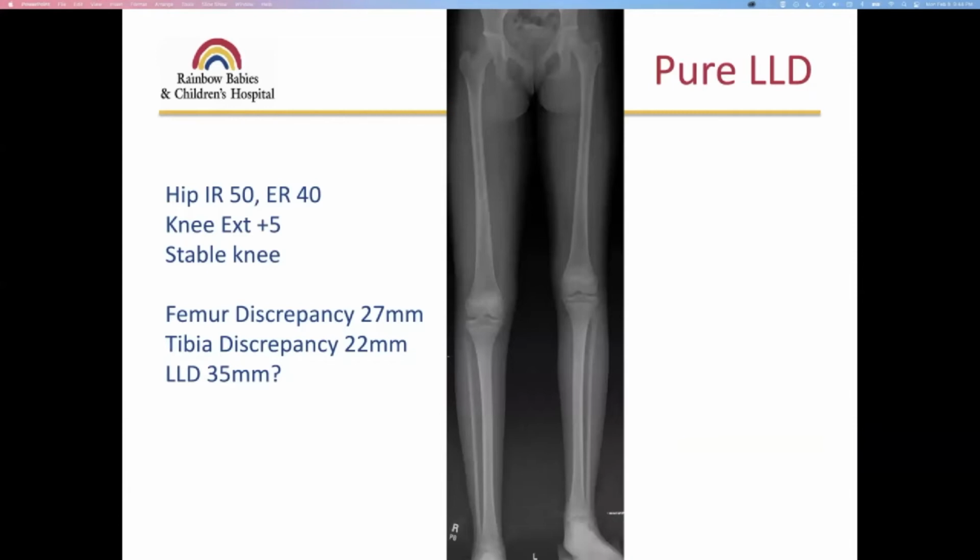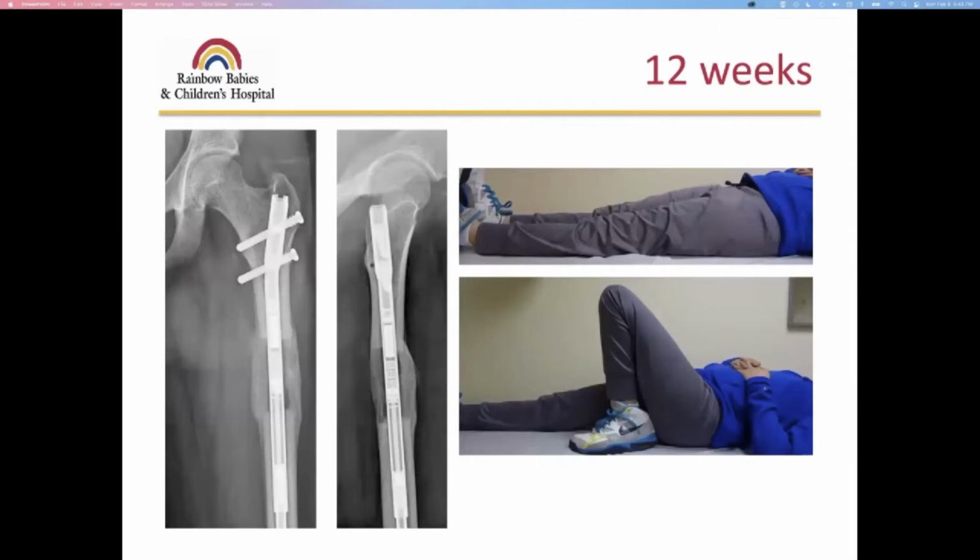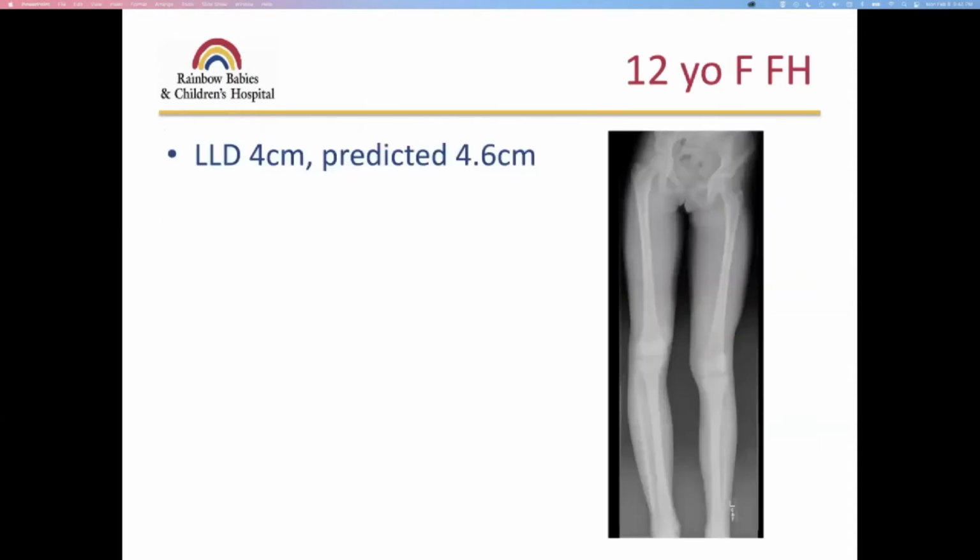This is a patient with a pure limb length discrepancy. So in this case, we did an internal lengthening nail. And again, these are changing the dynamics of lengthening because of how much more patient comfort there is. There is a slow move towards shorter and shorter lengthenings being acceptable. This patient at 12 weeks has good healing and excellent range of motion.